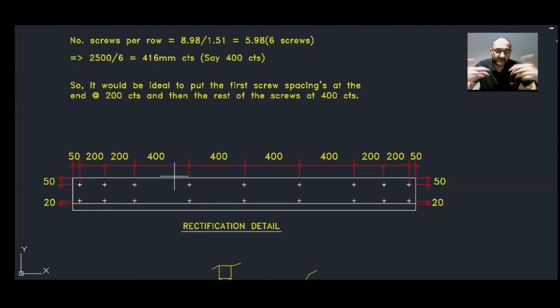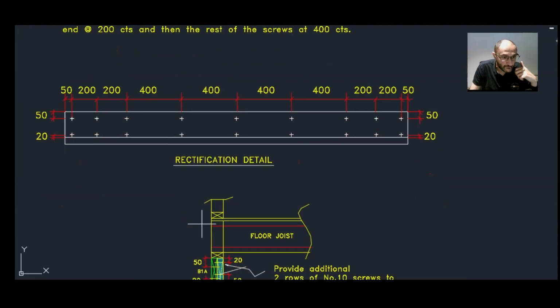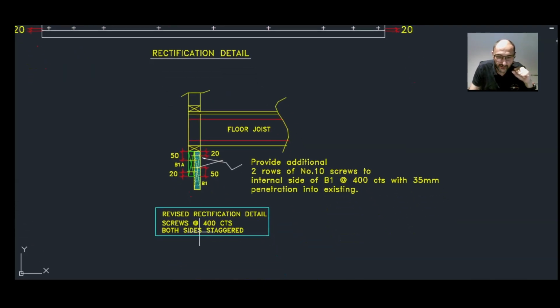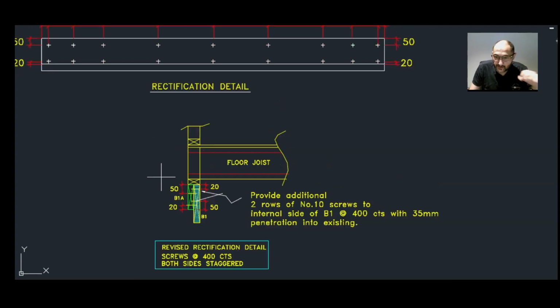I mean, leaving everything at 400 centers from one side, and all they need to do is, from the other side, shoot it in or screw it in at 400 centers. And we can use the same screw size, number 10. Yeah, and here we have the rectification detail showing the spacings at 200 centers at the ends over here, and then 400 centers in between.